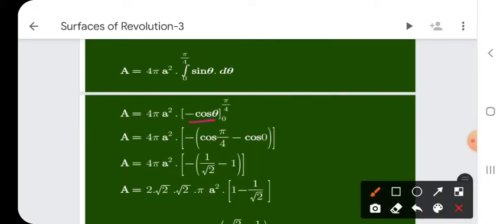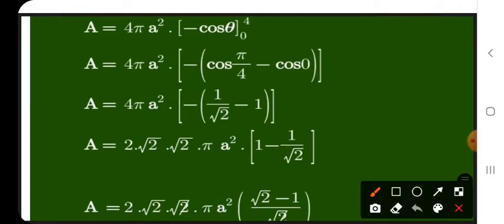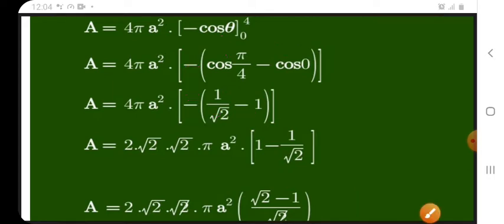Integration of sin theta is minus cos theta, and the limits are 0 to pi by 4. Now I substitute the limits in cos. See here, minus cos pi by 4 minus cos 0. Same, cos pi by 4 is 1 by root 2 and cos 0 is 1. Now I multiply with minus. So minus into minus, 1 plus 1 minus 1 by root 2.